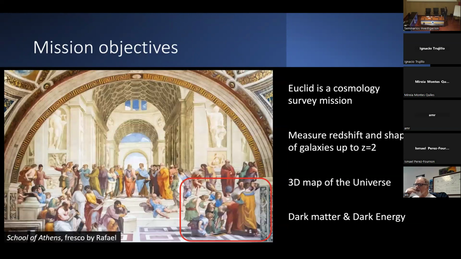Euclid of Alexandria was this Greek mathematician who was considered the founder of geometry. And we know that the density of matter and energy in our universe really determines the geometry that we observe. So the purpose of the Euclid mission is to build a three-dimensional map by measuring the redshift and shape of galaxies up to redshift 2.